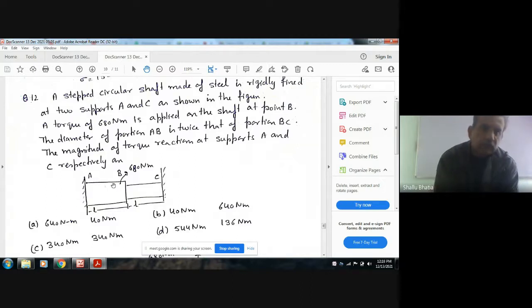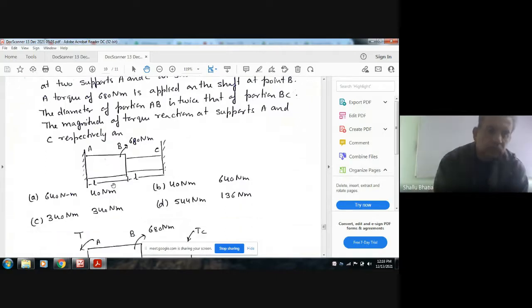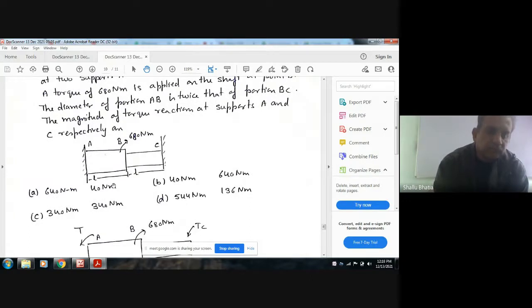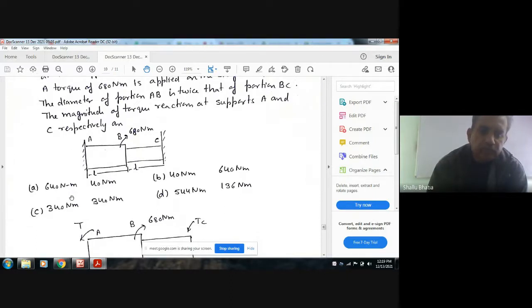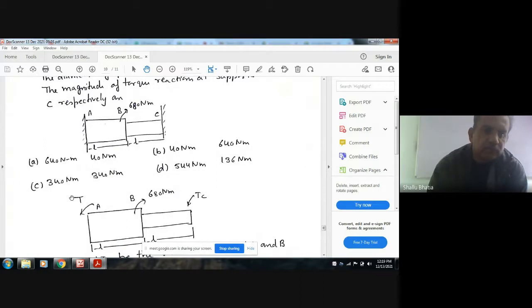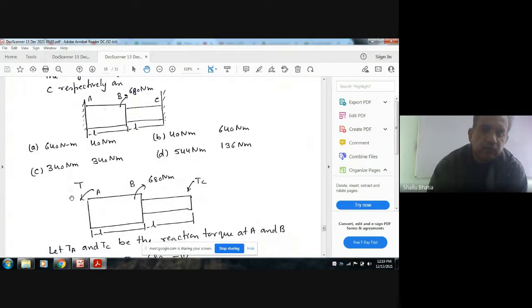The magnitude of the torque reactions at A and C respectively are? As the ends are fixed, the angle of twist in the two parts where the torque is being applied will be equal and opposite. That condition will be used. The options are: A) 640 Newton meter, 40 Newton meter; B) 40 Newton meter, 640 Newton meter; C) 340 Newton meter, 340 Newton meter; D) 544 Newton meter, 136 Newton meter.